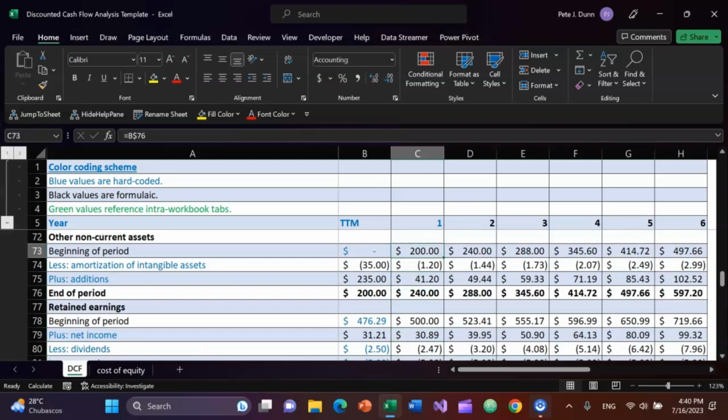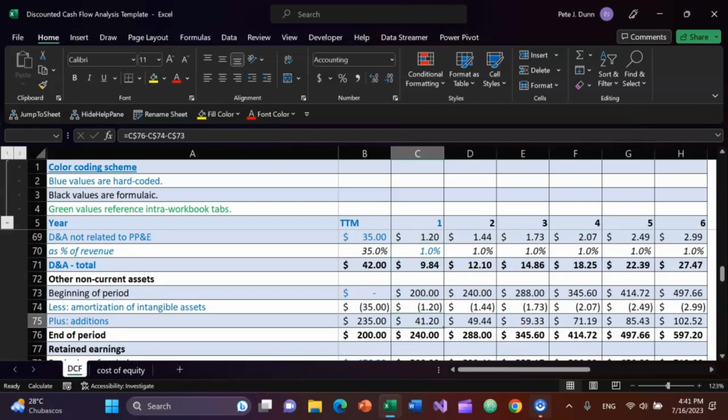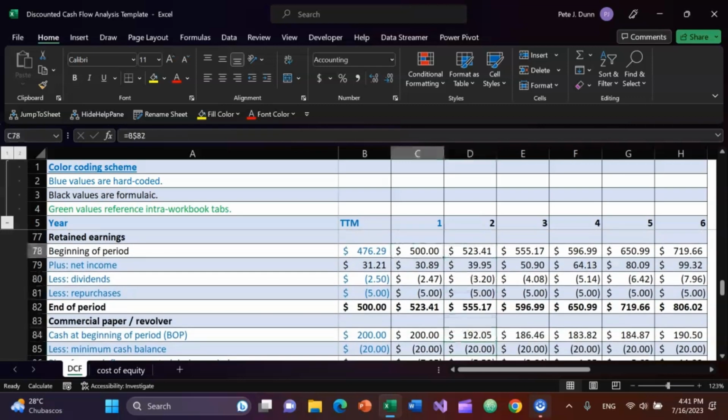Then you've got other non-current assets. Beginning period is just last year's ending period. Again, the amortization is 100% of the depreciation not related to property, plant, and equipment. That's my assumption there, so it links to row 69. Plus the additions, which is a plug since we already know what other non-current assets is from row 32 of the balance sheet, which is part of this tab of the Excel workbook.